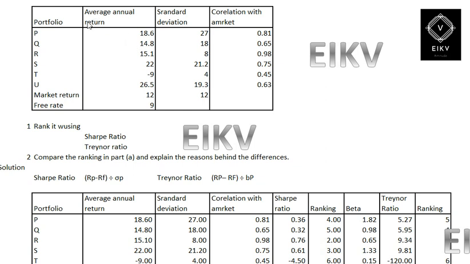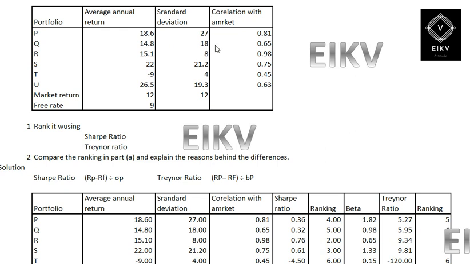So in this illustration they have given a table containing 4 columns. Number 1 particulars, then we have average annual return, standard deviation and correlation. Under particulars, portfolio they have P, Q, R, S, T, U. The average return would be 18.6, 14.8, 15.1, 22 and -9 or net and 25.5.